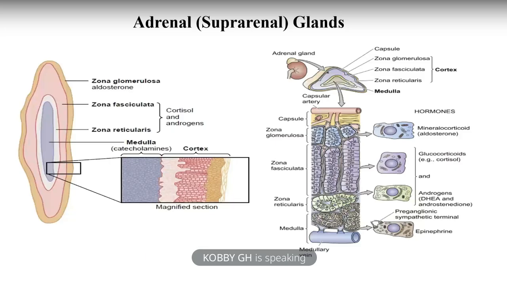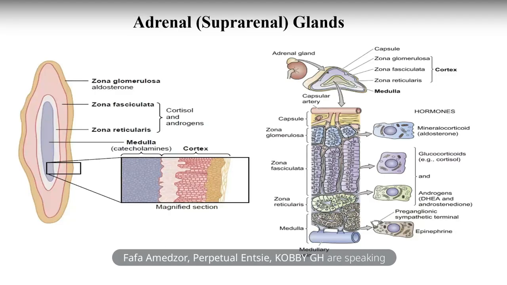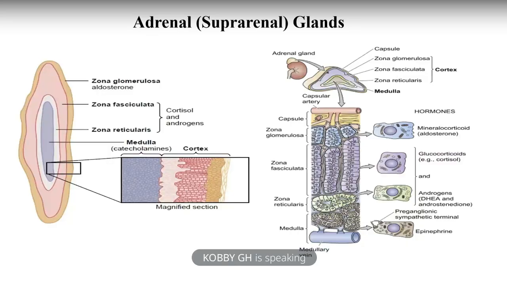What are the divisions of the adrenal cortex? The zona glomerulosa, the zona fasciculata, and the zona reticularis. Okay, mention the cortical hormones. That's aldosterone, cortisol and the sex hormones. Excellent. Mention the medullary hormones. The catecholamines. What are the catecholamines? Epinephrine, norepinephrine and dopamine. That is excellent.